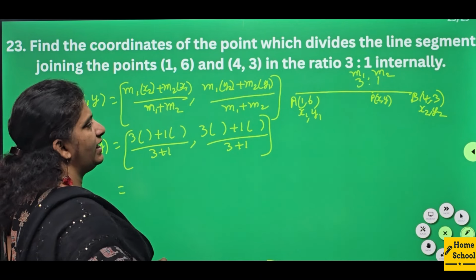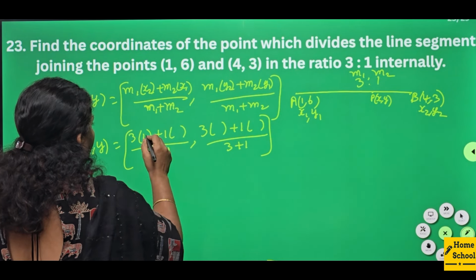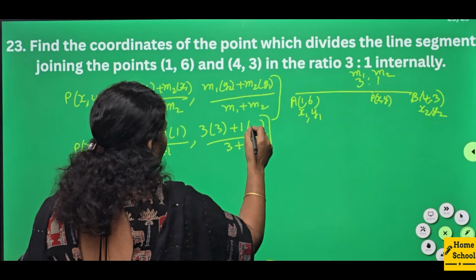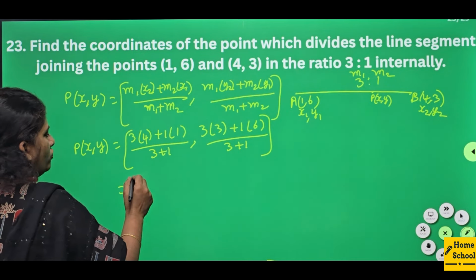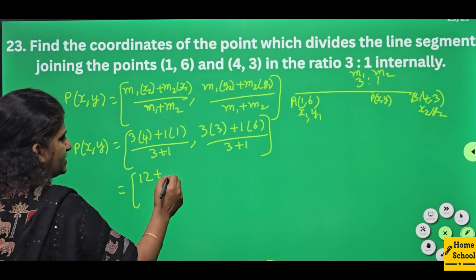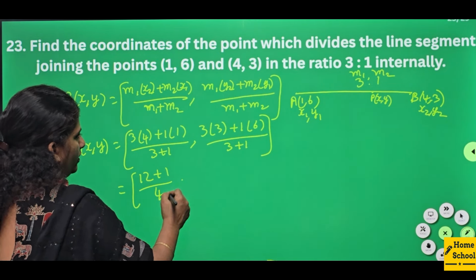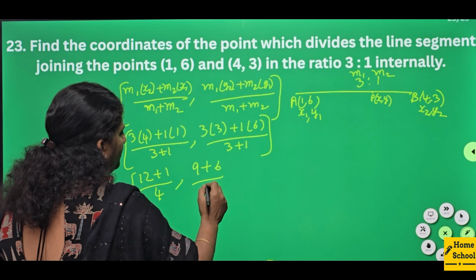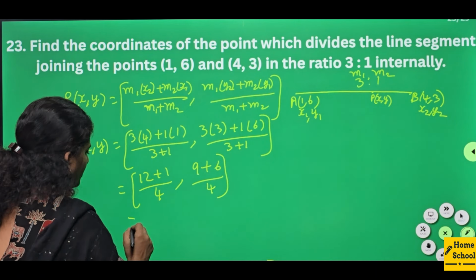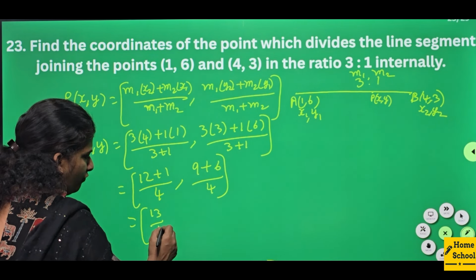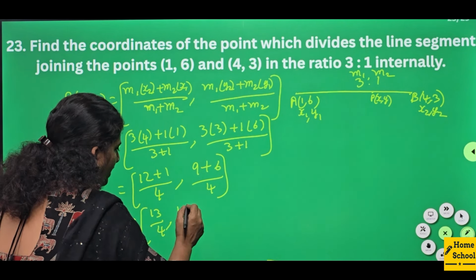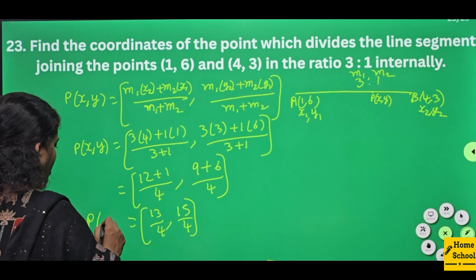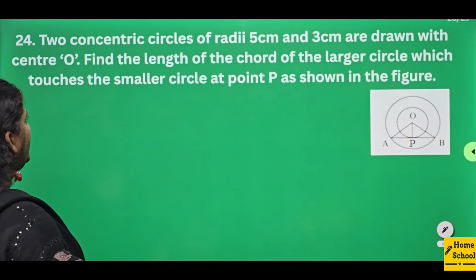Now x2 value is 4, x1 value is 1, y2 value is 3, y1 value is 6. 3 4s are 12, 12 plus 1 by 3 plus 1, 4, comma 3 3s are 9 plus 6 1s are 6, by 3 plus 1 is 4. This will be 12 plus 1, 13 by 4, comma 9 plus 6 will be 15 by 4. Therefore, the coordinates P(x, y) is equal to (13/4, 15/4).